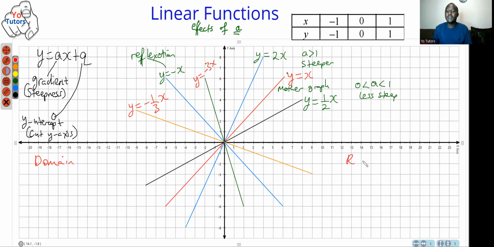I'm going to put range here. Now, domain is the input values, the set of x values. And when it comes to range, these are y values, the set of y values. When you are talking of input and output, these are input values and these are output values.